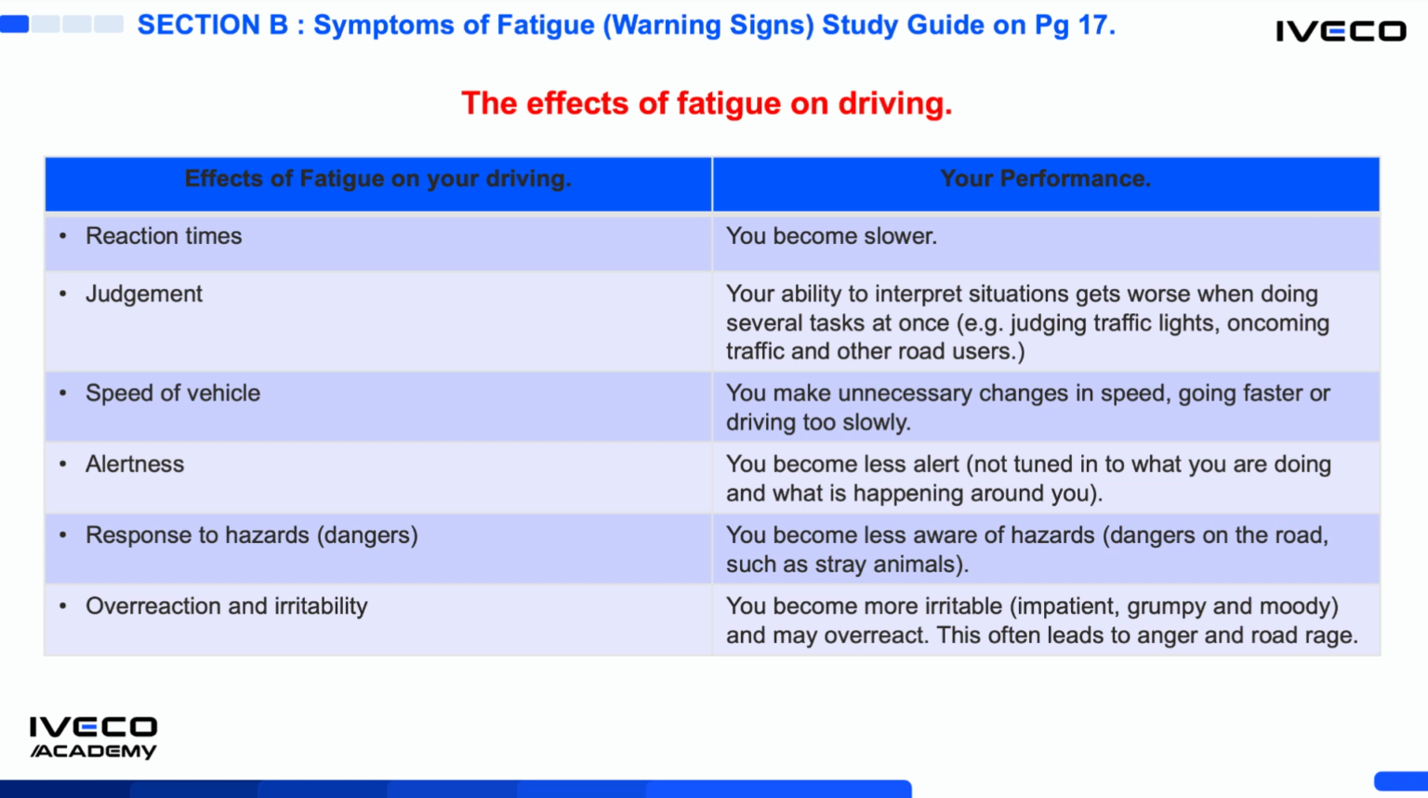The fourth point, your alertness can cause you to become less alert, not tuned into what you are doing and what's happening around you. The fifth point, your response to hazards or dangers can influence you to become less aware of hazards and dangers on the road, such as stray animals. The sixth point, overreaction and irritability, you become more irritable or impatient, grumpy, moody, and may overreact. This often leads to anger and road rage.